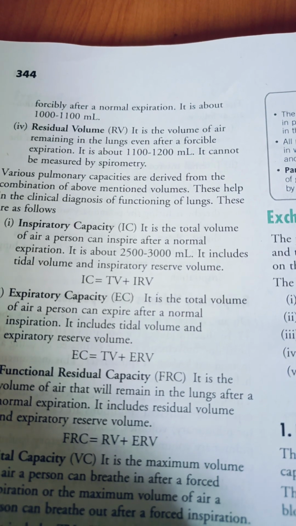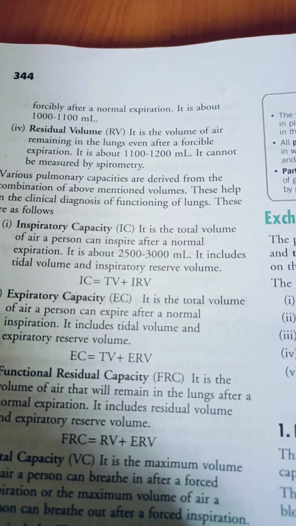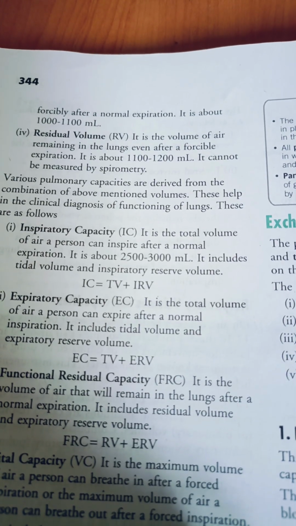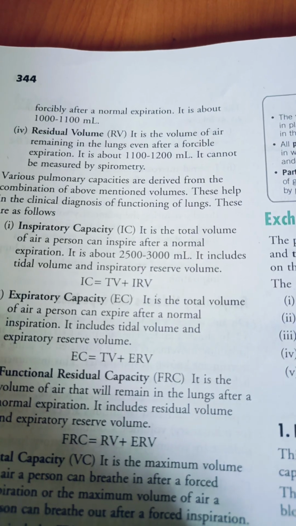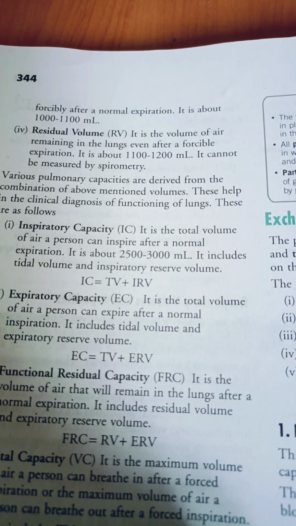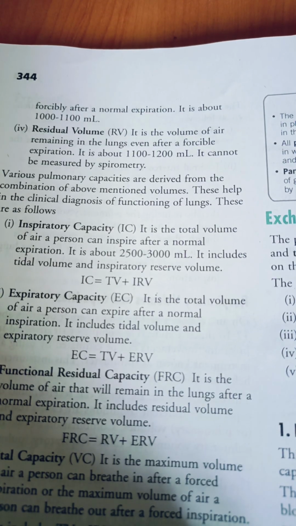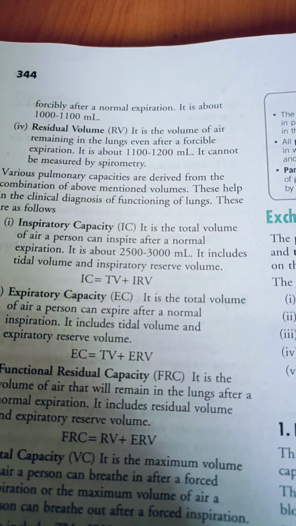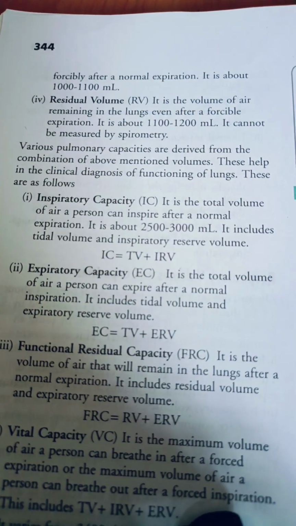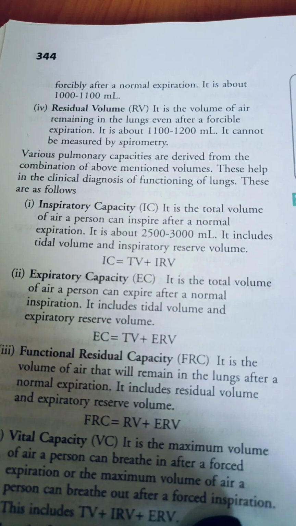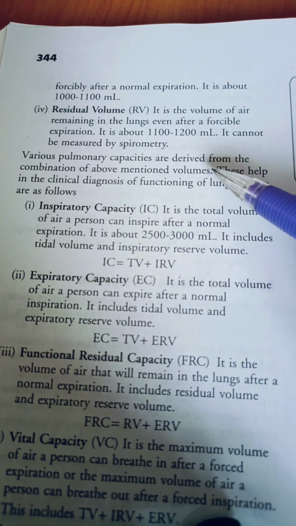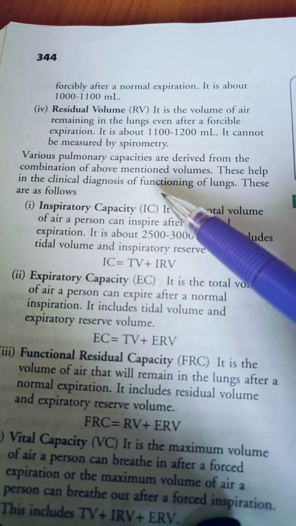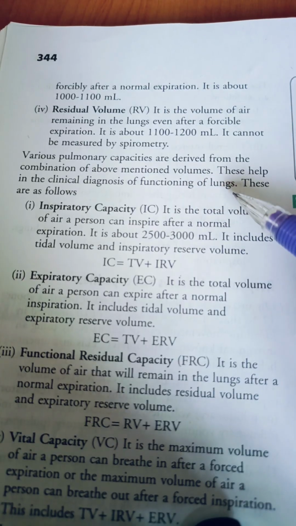Now the residual volume, RV. It is the volume of air remaining in the lungs even after a forceful expiration. It is about 1100 to 1200 ml. It cannot be measured by spirometry. Various pulmonary capacities are derived from the combination of the above volumes. These help in the clinical diagnosis of functioning of lungs.